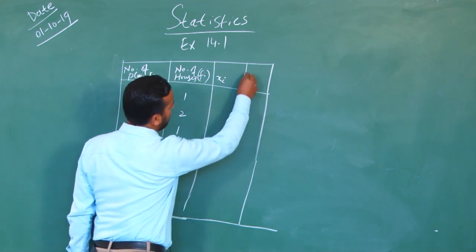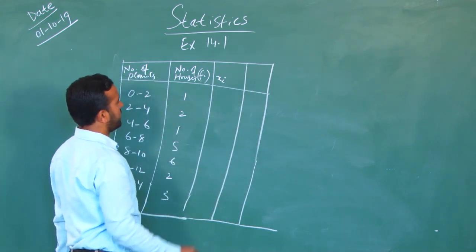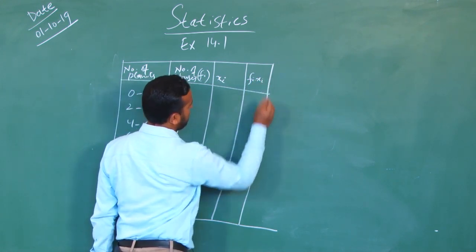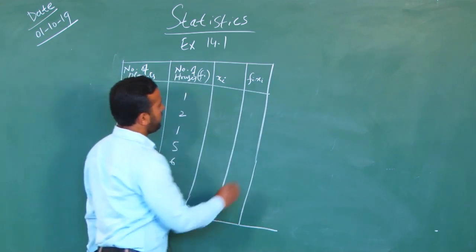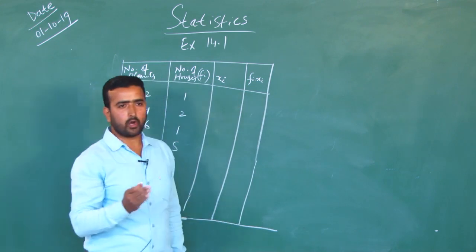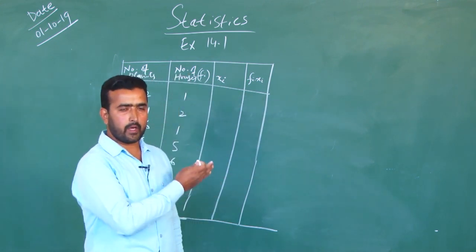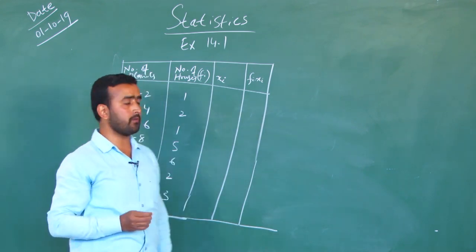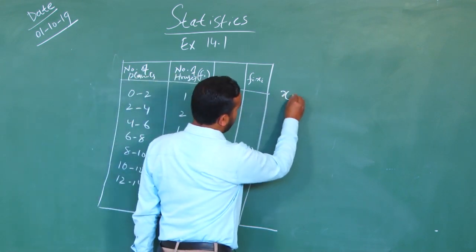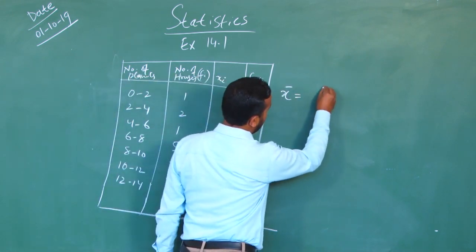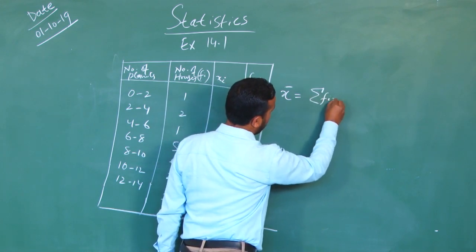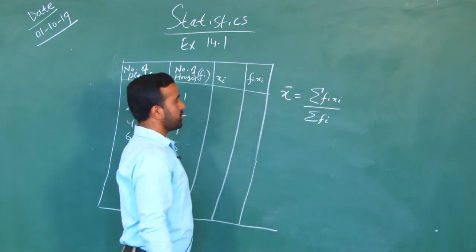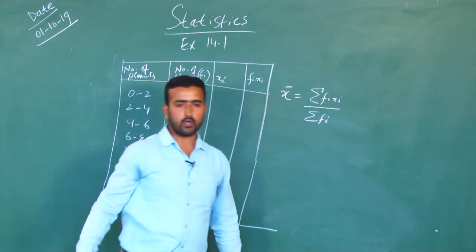Then in the last one we are supposed to find the product fi times xi, because we must remember that to find the mean of the given data, we are trying to learn here the direct method. That is the first method to calculate the mean of the given data, and the formula requires the summation of fi xi divided by the summation of fi.